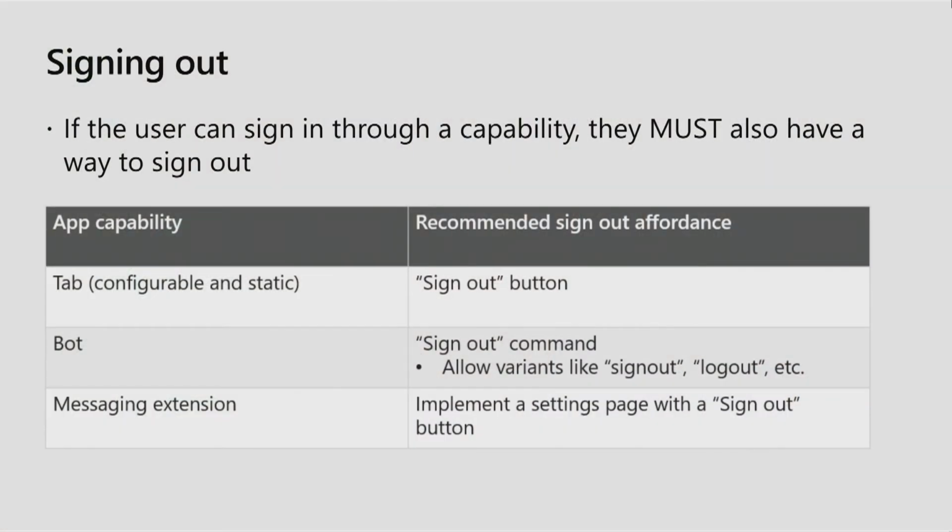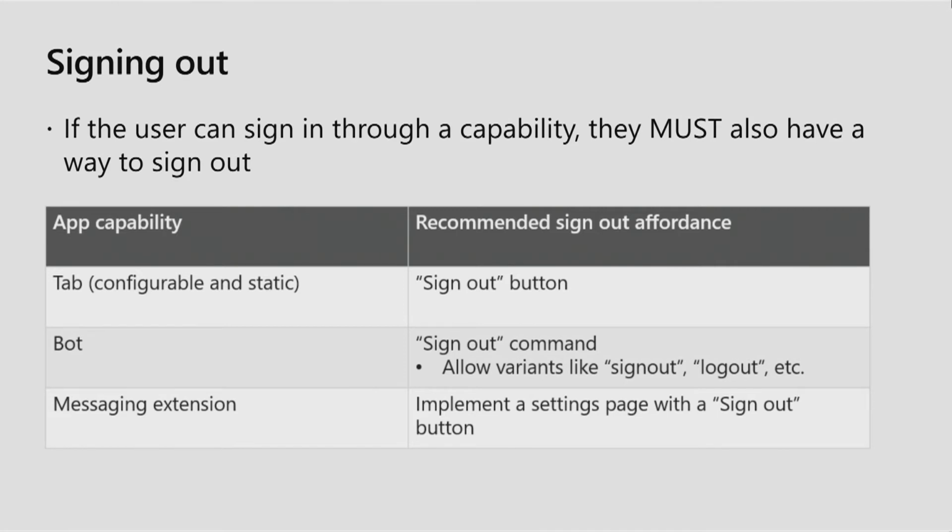Now, we've talked a lot about signing in users. Let's consider how to sign out. The most important rule to follow here is that if a user can sign in through a capability, your app must provide them a way to sign out using the same capability. Let me explain. If your tab asks the user to sign into your service, then that same tab must have a clear sign out button.